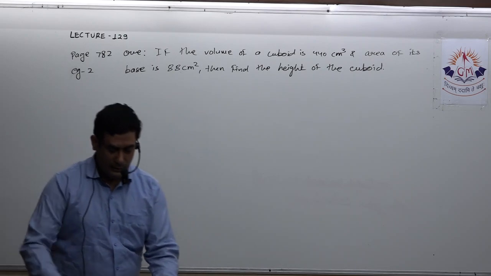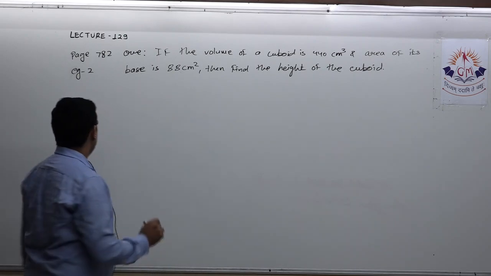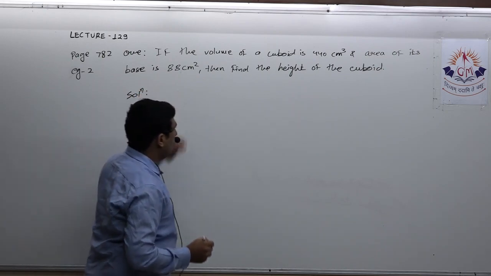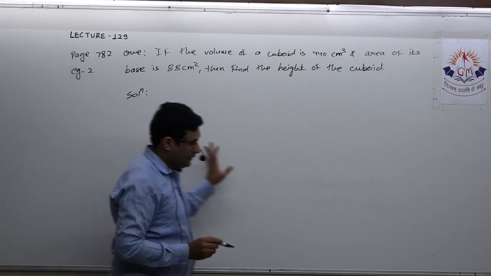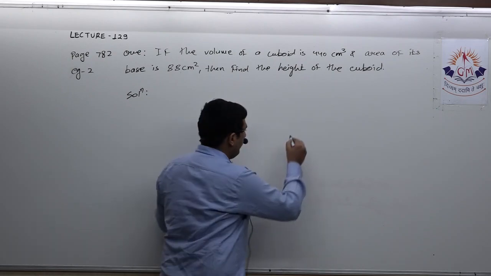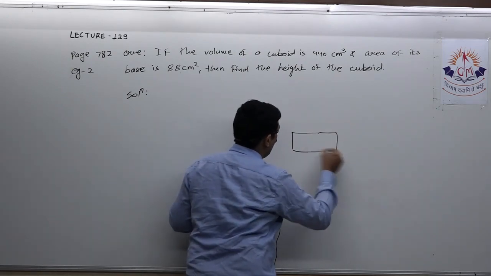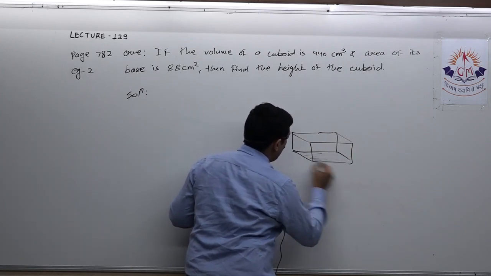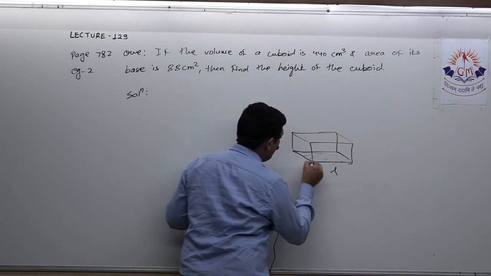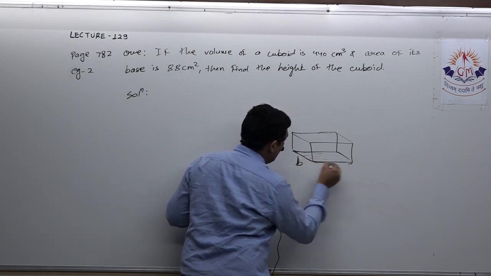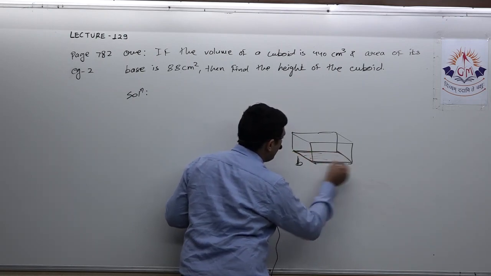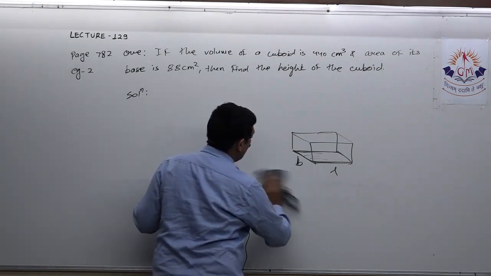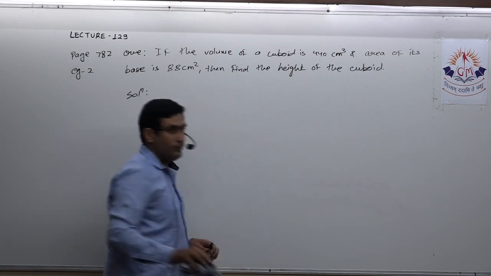So let us see how to solve this. It's not that difficult. Volume is given and area of base is given. If we have a cuboid, with L and B as the sides of the base, the base is in the shape of a rectangle and the area of a rectangle is the product of its dimensions, that is L into B.